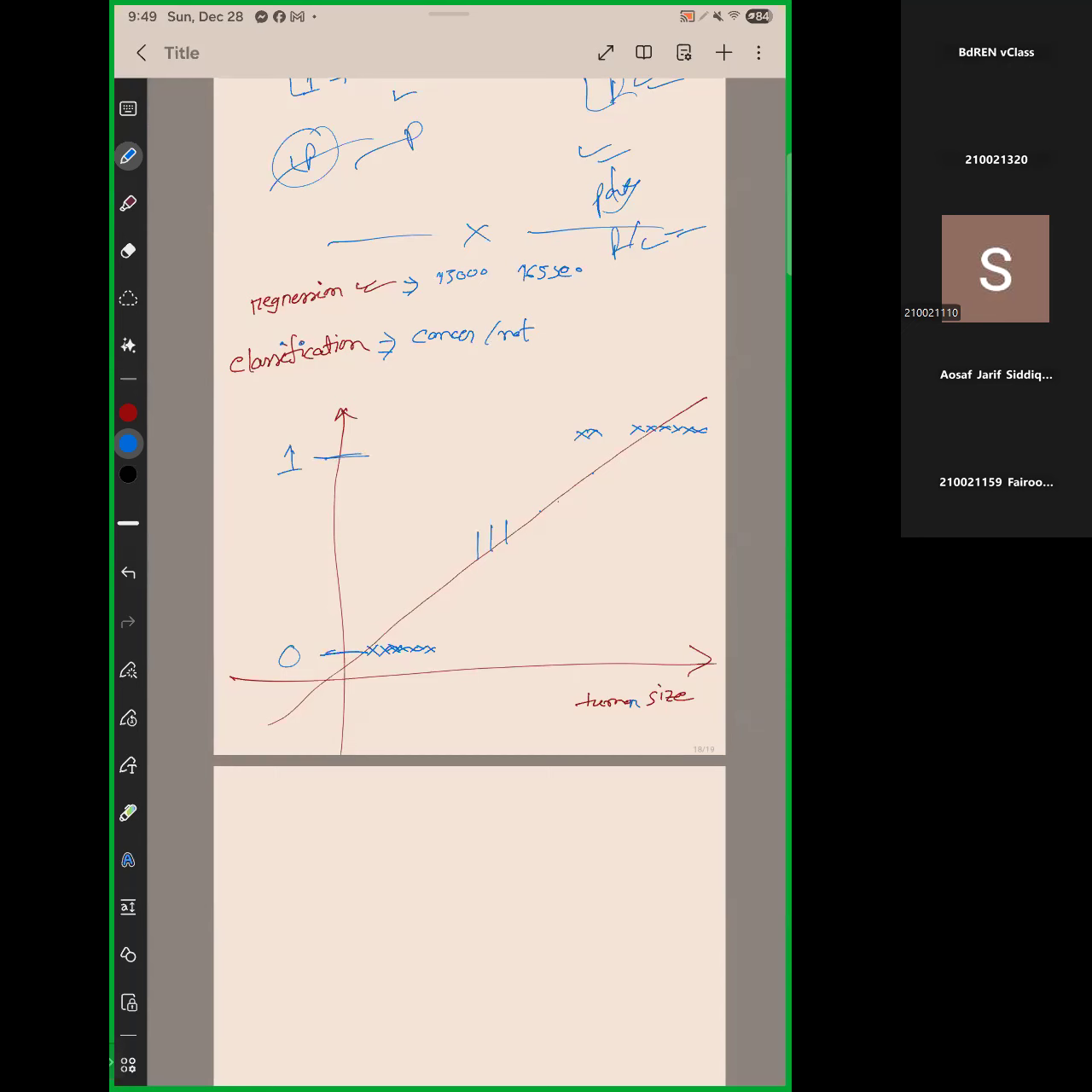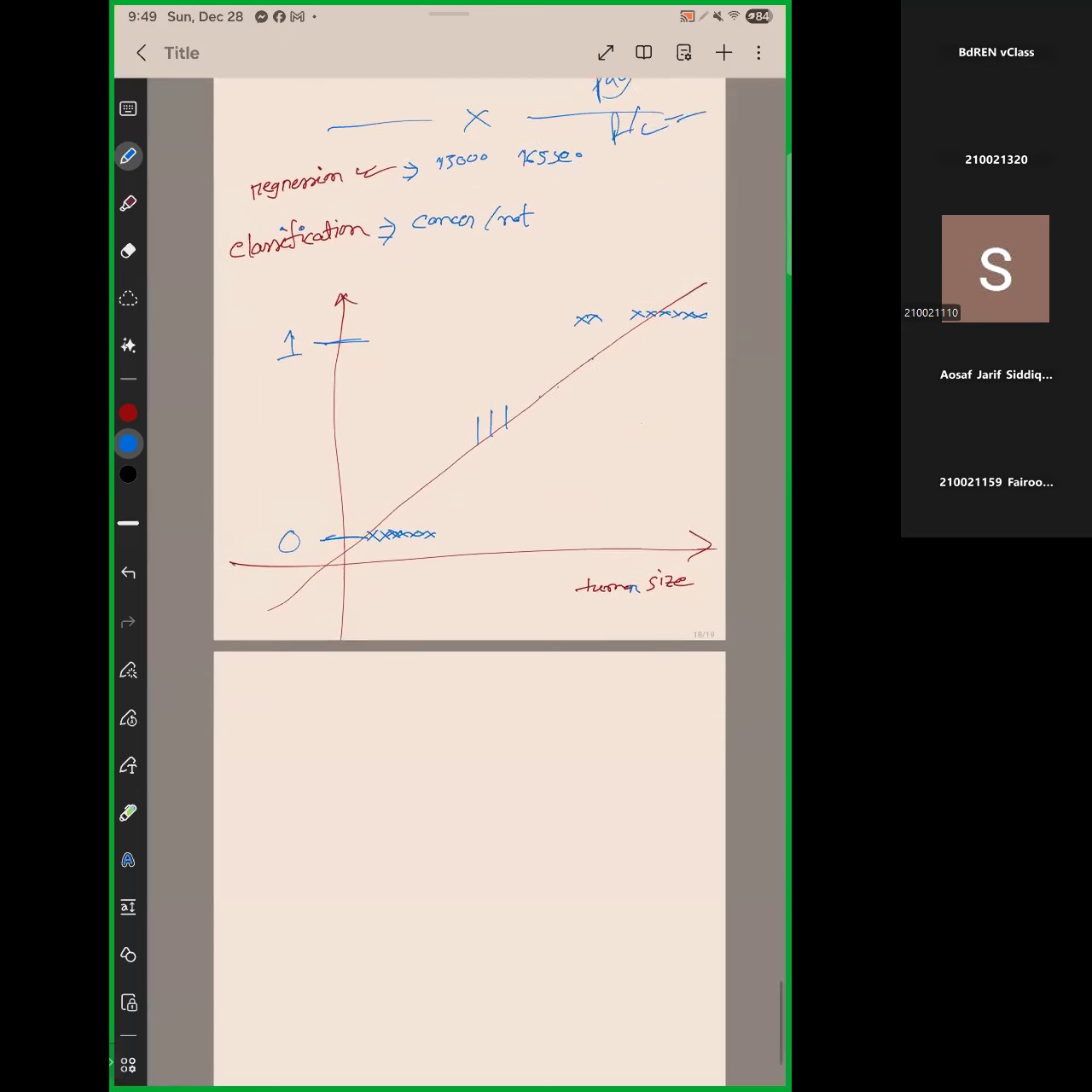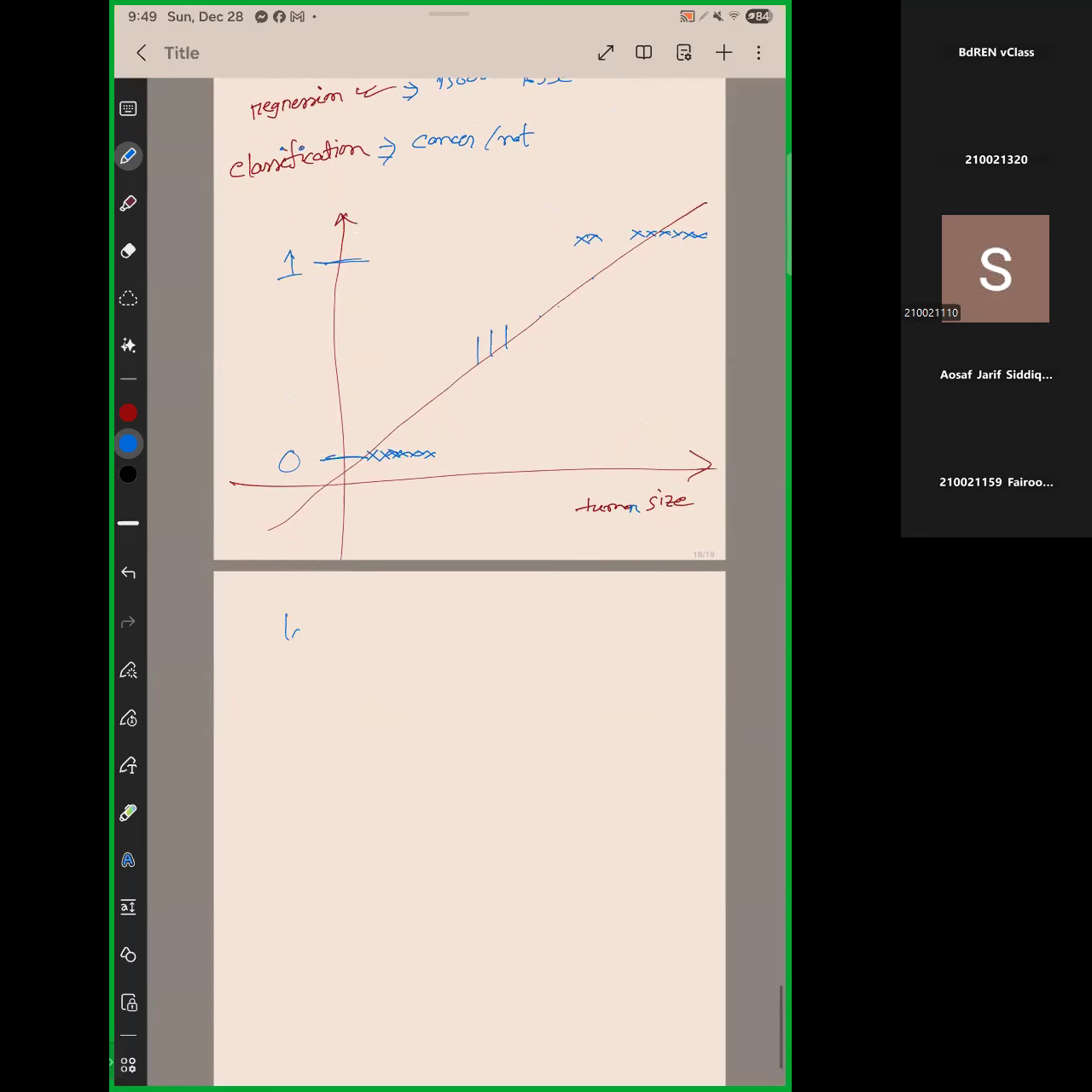So when you try to plot the data, it should be like this. Basically, when you have data like this, a linear line is not going to cut it. So you have to have something different. So how different? That algorithm is called logistic regression.